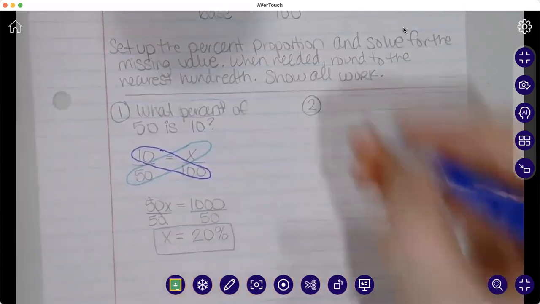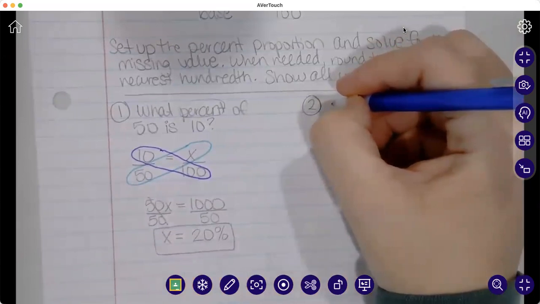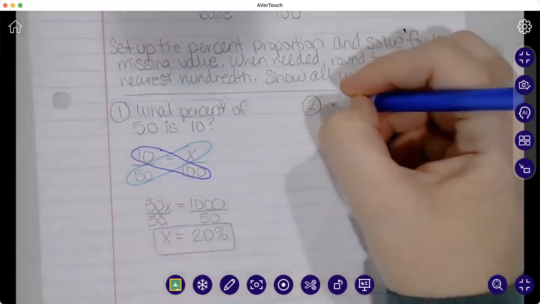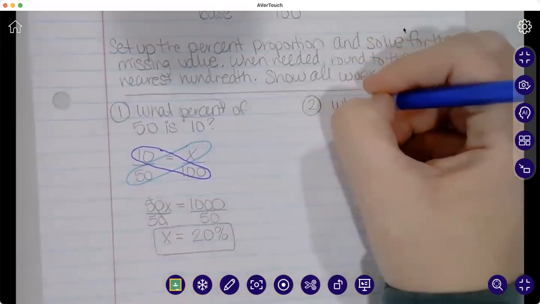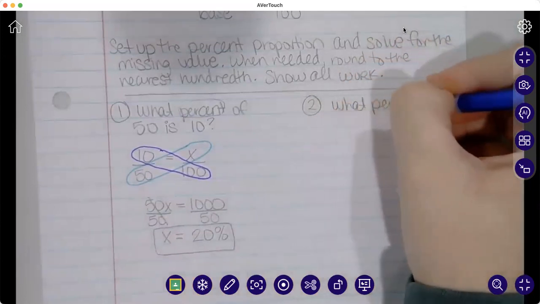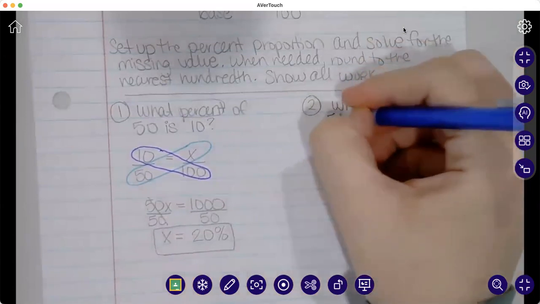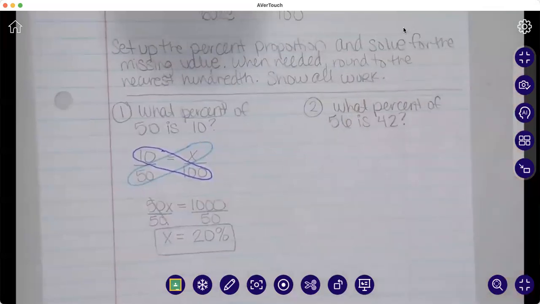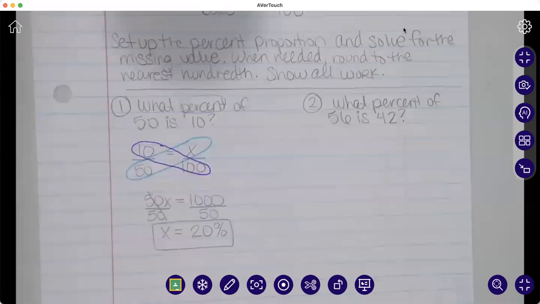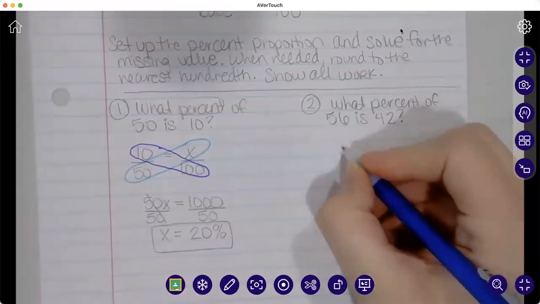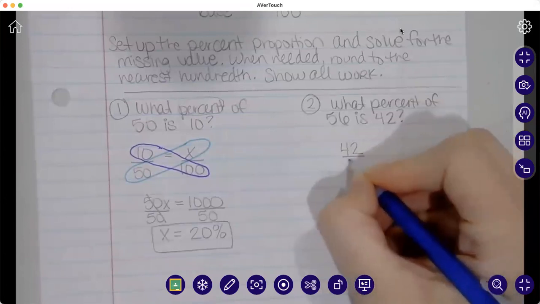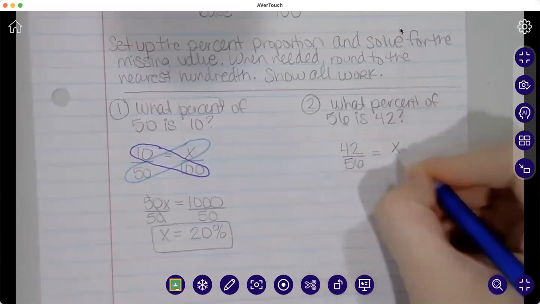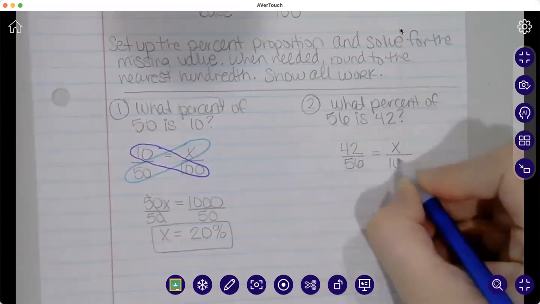Let's try number 2. What percent of 56 is 42? I'll give you a second to set that up, and let's double check that you have your percent proportion correct. Now, hopefully you set up your percent proportion like this: 42 divided by 56 equals x, or whatever variable you pick, divided by 100.